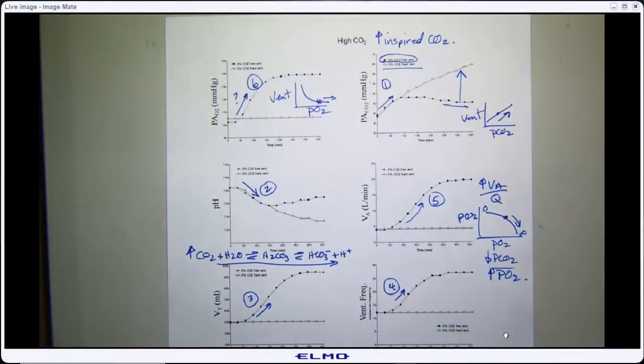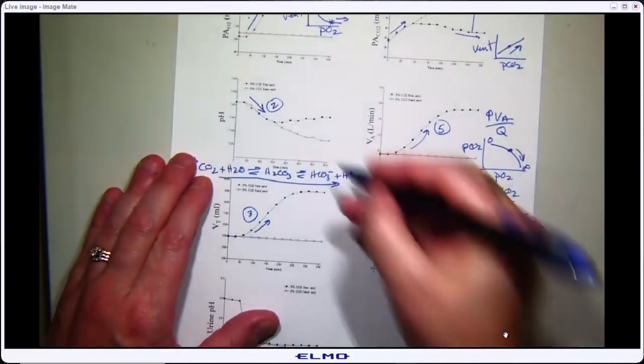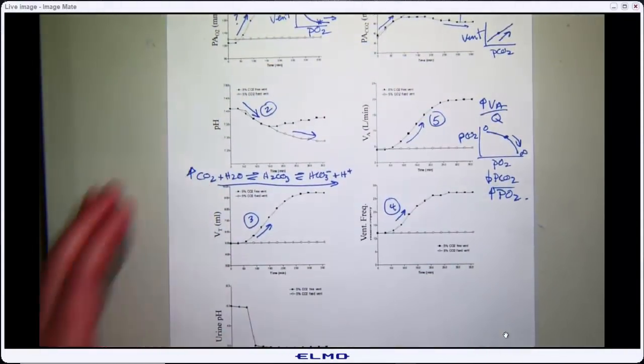Okay, CO2 goes way off the charts in terms of just going up and up and up in the alveolar space. It is going to then go up and up and up in the blood space. Okay, our pH is going to start to drop.